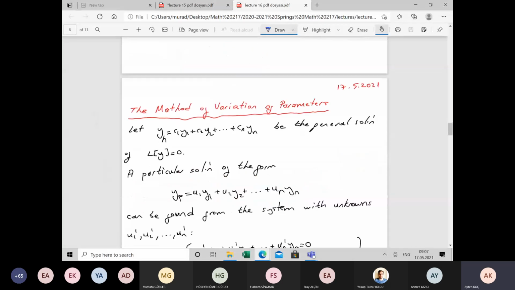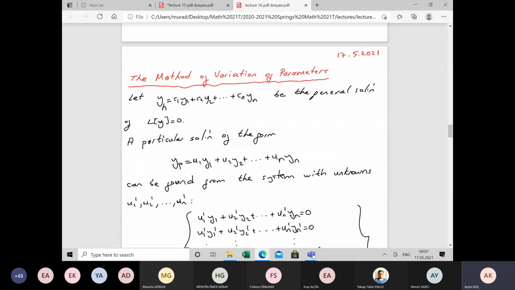Let's skip this one now, and let's give the method of variation of parameters for the non-homogeneous differential equation. It's okay. This is the other method to find the particular solution of our non-homogeneous differential equation. It's okay. And this method is the same as for the second order differential equation.